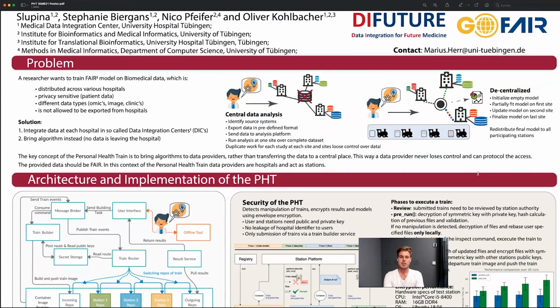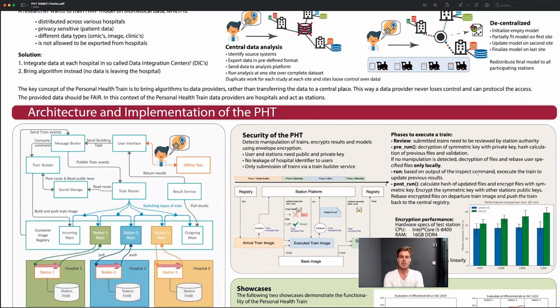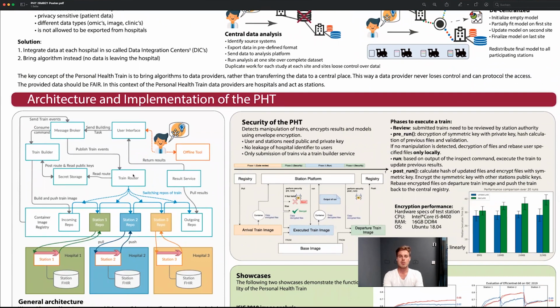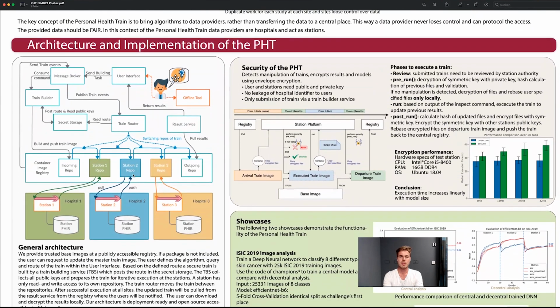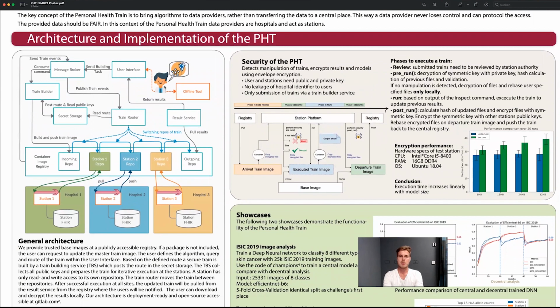Our architecture is based on several components. There are central and local services. A user who wants to submit a train can do this with our user interface. Several tasks are ongoing in order to build this train and put it into the station repositories. Each site or hospital has its own station repository from which it can pull and execute the trains.